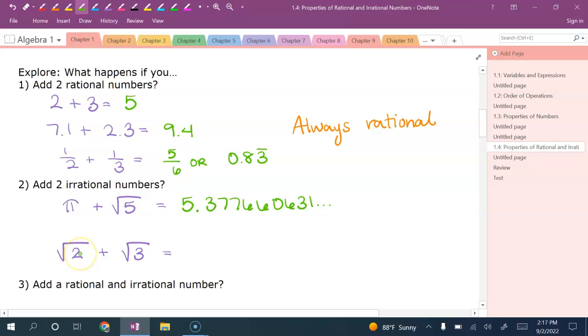When I do the square root of 2 plus the square root of 3, that would be 3.146264437. And again, it would continue to go on. Now, if I look at those two decimals, I don't see any pattern. I don't see anything repeating. And they definitely don't terminate because they continue to go on after this point. So I'm going to make the conclusion that if I add two irrational numbers, their sum is always going to be irrational.